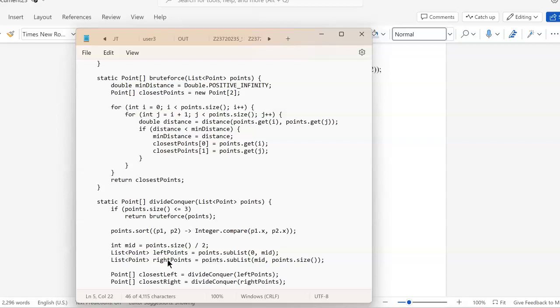It also checks for the minimum distance between points lying in the strip region, which is a vertical strip of width 2 times the minimum distance around the middle line.